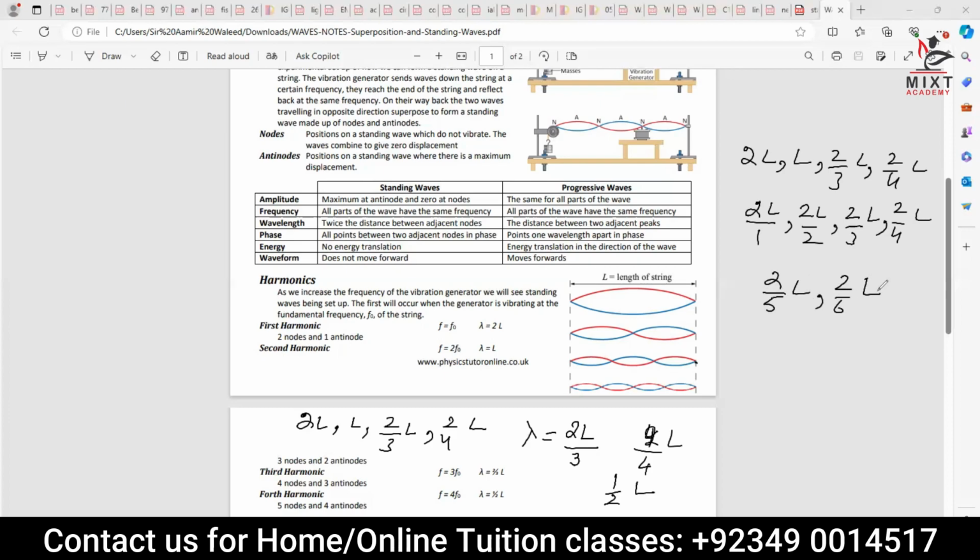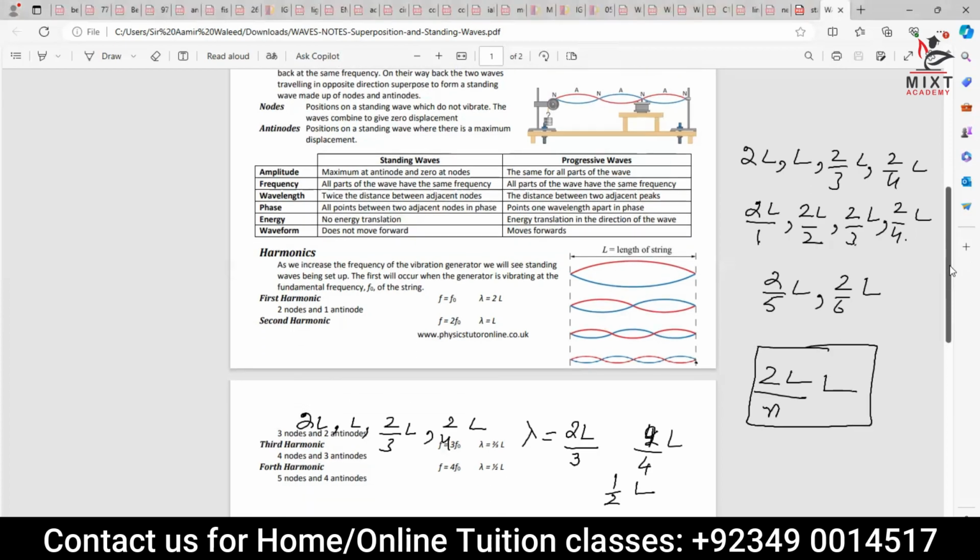So now you can generalize your formula, technically speaking, for nth number of harmonics. What will be your answer? 2 and L is common. So the formula becomes 2L over... Now this is for one loop. This is for two loops. This is for three loops. This is for four loops. So what shall I place here? If I want to find out for nth loops, I place n here. So this is the formula for nth loop of the harmonics. So this is the generalized formula.